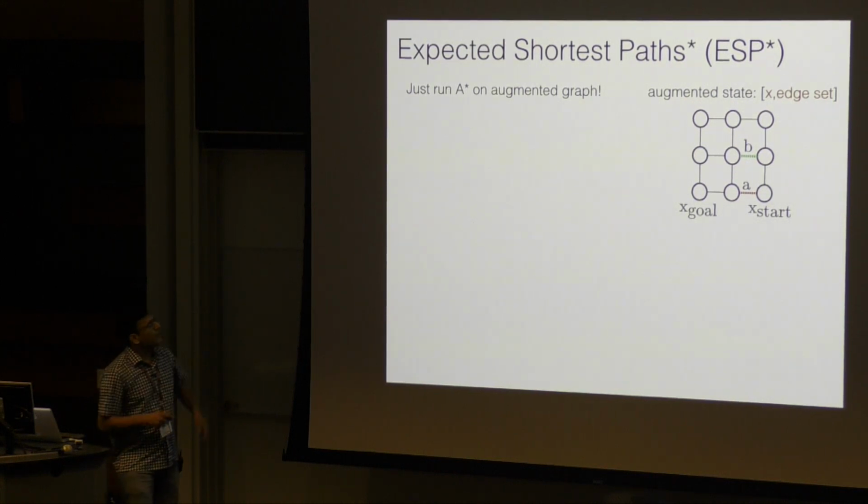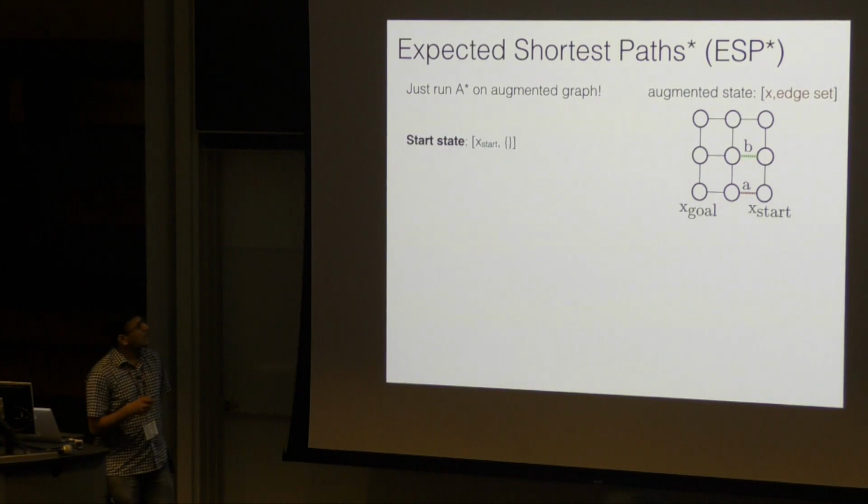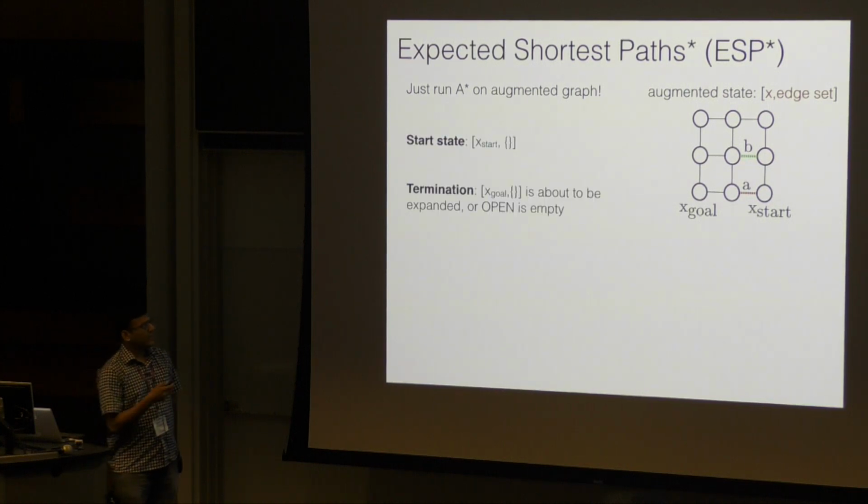And so there are some modifications we need to do as well. So the start state for A star is going to be the original graph state x start appended with the empty set. And then we run the search until x goal comma empty set is about to be expanded, or if the open list is empty.